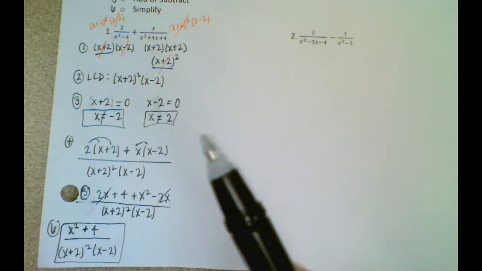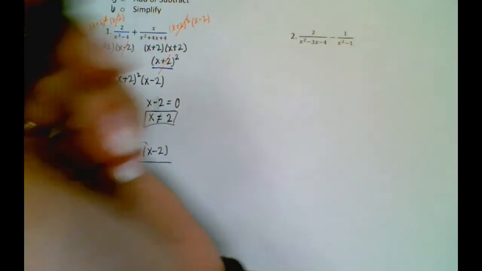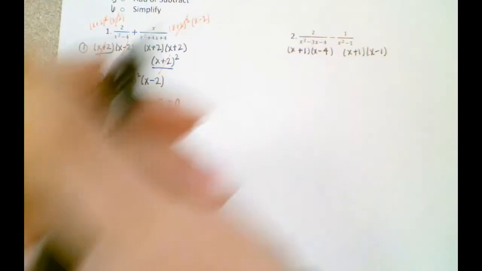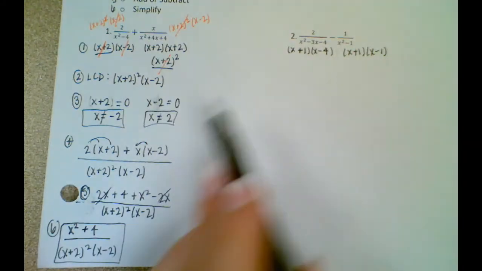Okay, number 2. So let's figure out what these denominators are. This would be, it looks like a 4 and a 1, negative 4 plus 1. And this would be x plus 1 times x minus 1, because it's a difference of squares. See how that's a minus sign? This was not a minus sign. That's why you can't factor that.